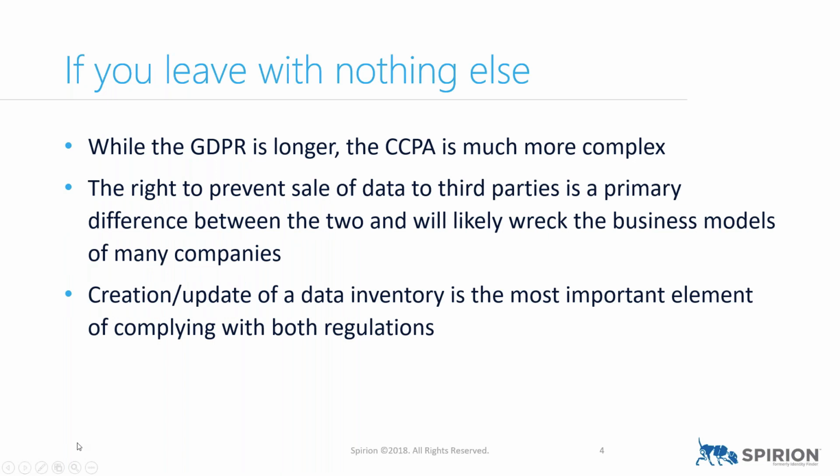If you leave with nothing else here, if you've been on my webcast before, you know that the GDPR is longer, has more words, but I've got to tell you, the CCPA is far more complex, just owing to how it was written. It was written in a very hasty fashion, and it reads that way. So we're going to have to make the best of a bad situation. The right to prevent sale of data to third parties is the primary difference. There are other ones that I'll talk about in a minute, but the primary difference between the two is this idea of the right to prevent the sale of data to third parties, and it's just done differently than the GDPR does. So it's going to be a mess, and I'll explain why. Creation or update if you've got a data inventory, creation if you don't. Most important element, because you have to know where the data is to begin with, otherwise you're going to be in trouble.